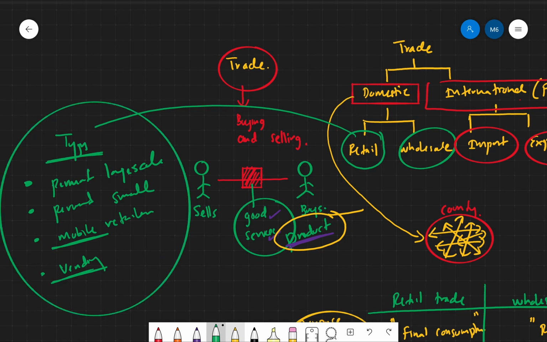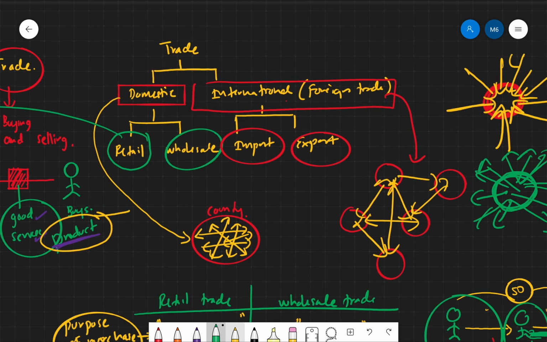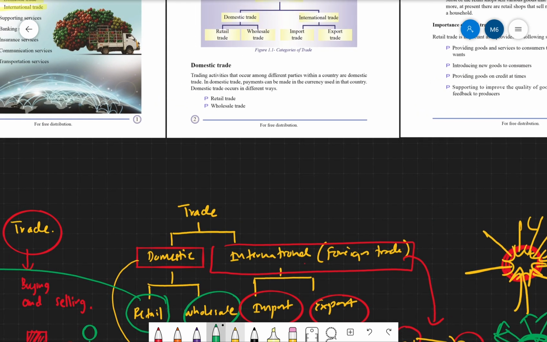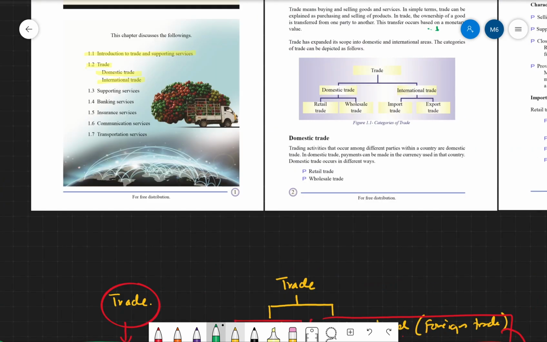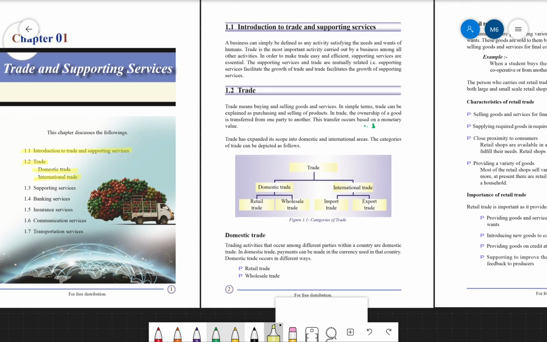The types of wholesale have not been discussed in your lesson. So I hope you understood what is meant by trade. And let us see what the textbook says about trade. As we mentioned, I hope you all have a clear idea about trade. So you all know what trade is. Trade means buying and selling of goods and services.